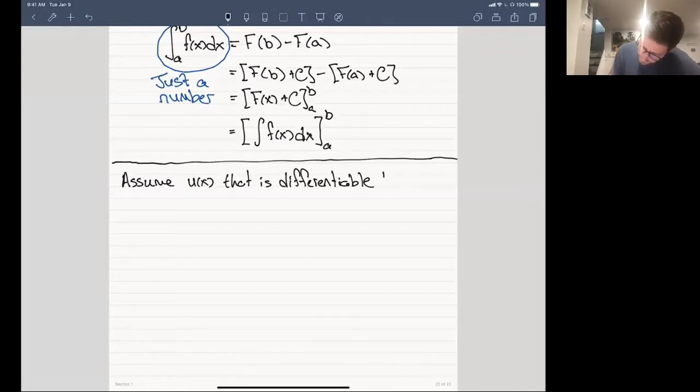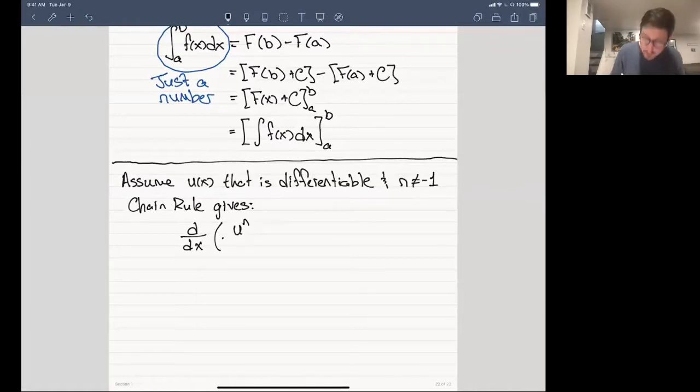And let's take some number n, which can be anything but -1. Okay, well then the chain rule gives that if I want to take the derivative of u to the power of n plus 1, I'm going to divide by n plus 1 just so that the derivative looks prettier, right?